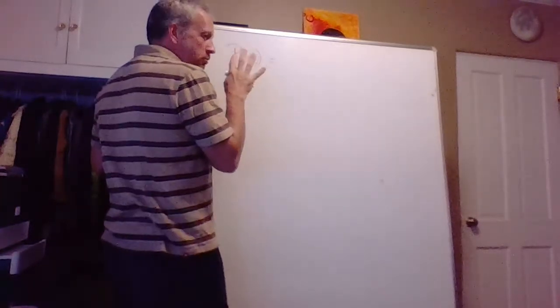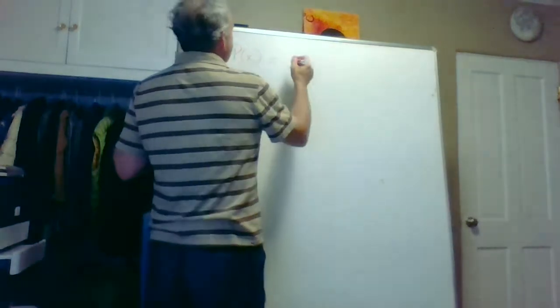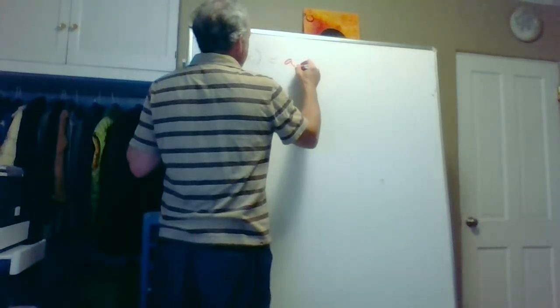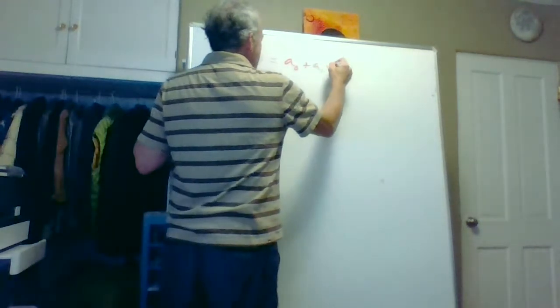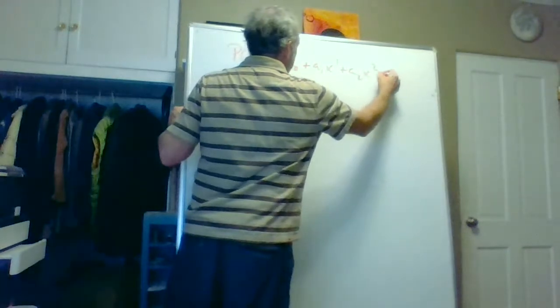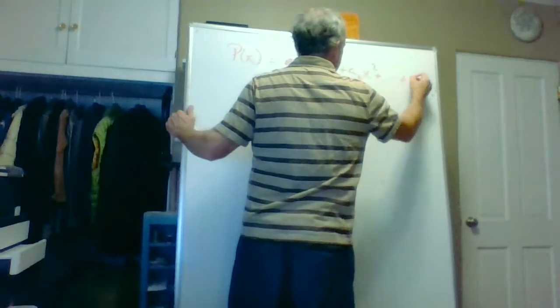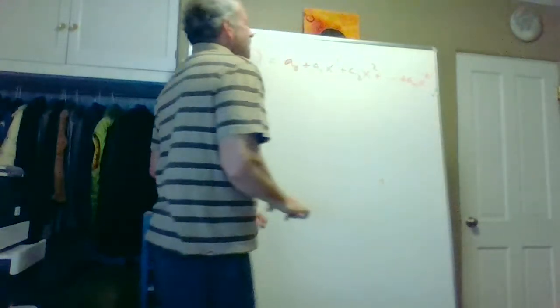And maybe the easiest way to write it is this. Think of the easiest way to write it right now. Let's say a sub 0 plus a sub 1 x to the power of 1 plus a sub 2 x squared plus dot dot dot plus a sub n times x to the power of n.